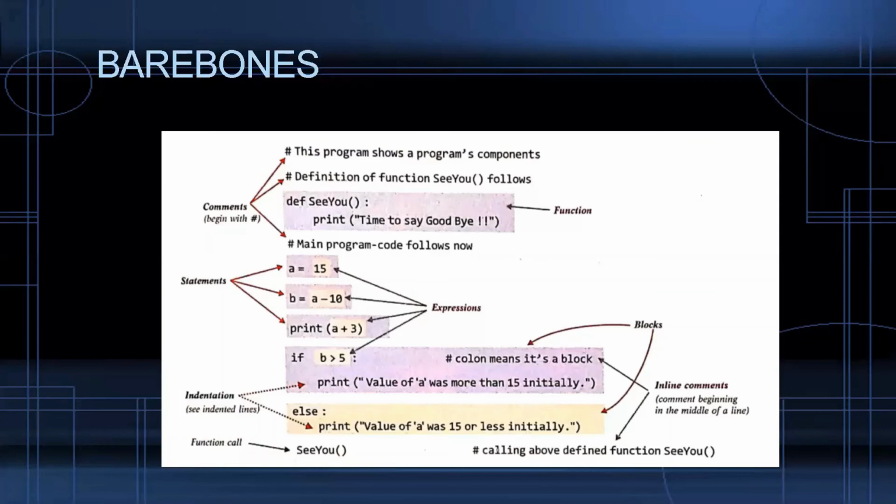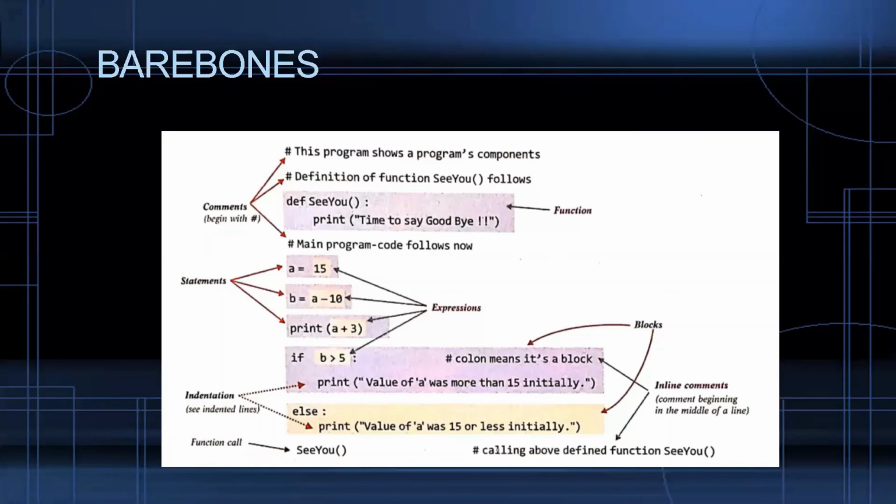The last one is CU function, that is the function call. Here we can see that calling means it's a block, and last, calling above defined function CU. They are being written in the middle of a line, so they are referred to as inline comments. Inline comments are defined as comments beginning in the middle of a line. This was all about Barebones of Python and its descriptions.